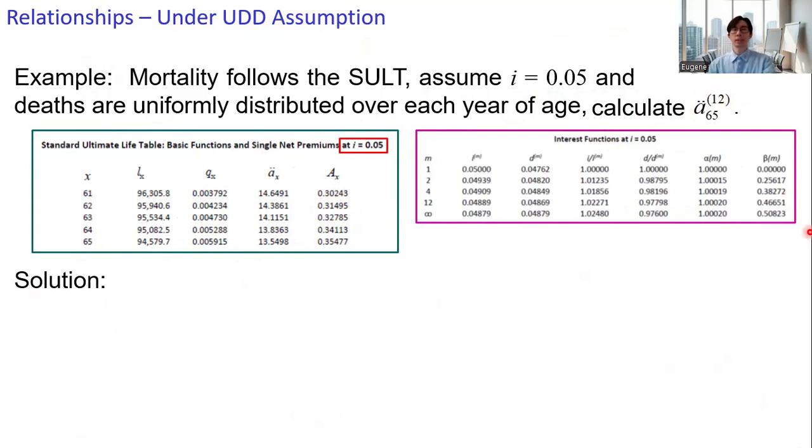All right, make sure that the interest rate is at 5% in order to make use of these tables. We have the relationship alpha M times A double dot X minus beta M. This corresponds to the annuity due. So we need to get this expression, this notation. So we have M equals 12 and X is 65.